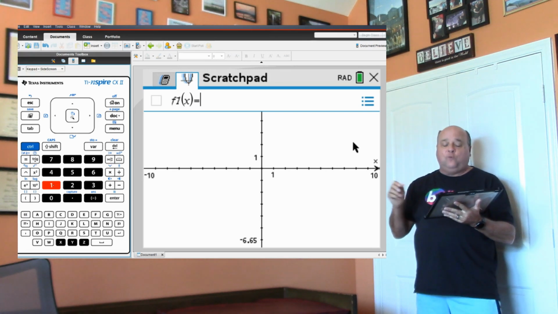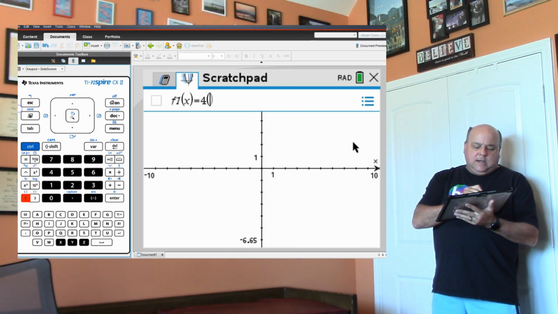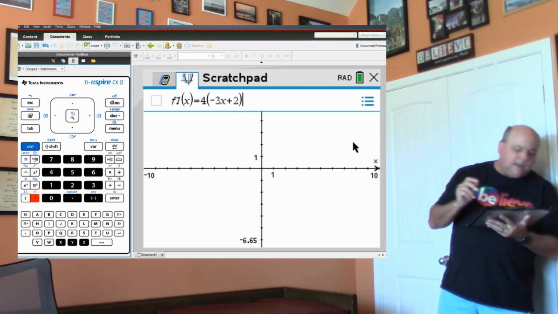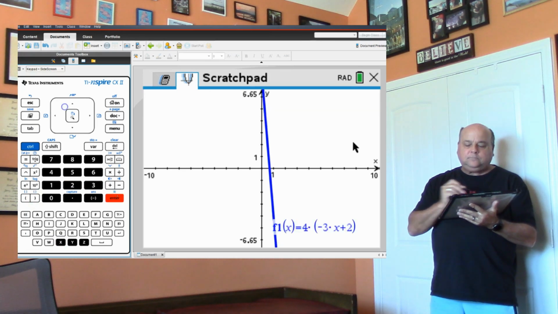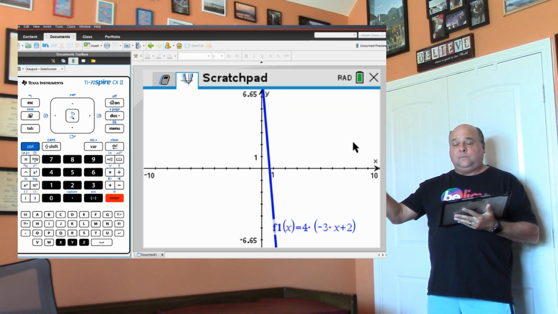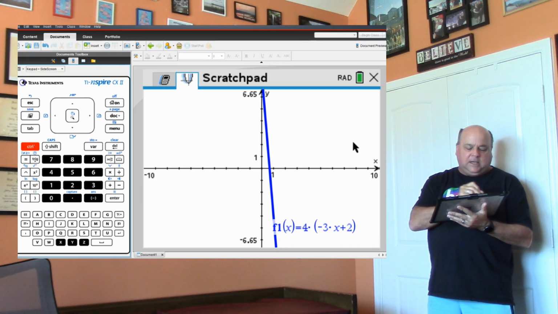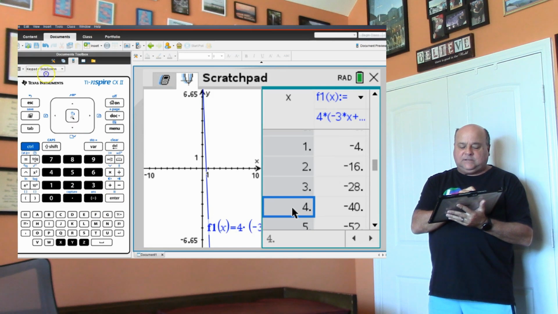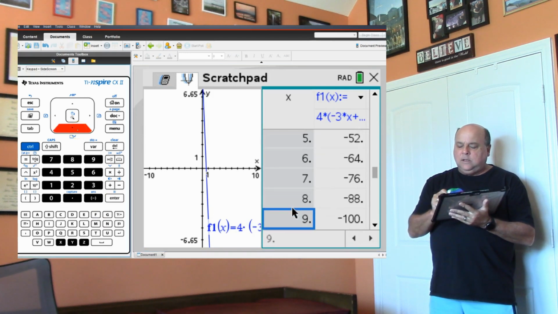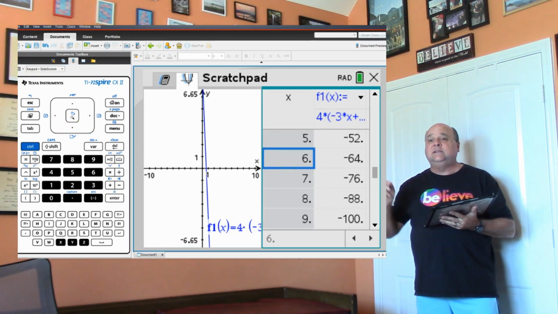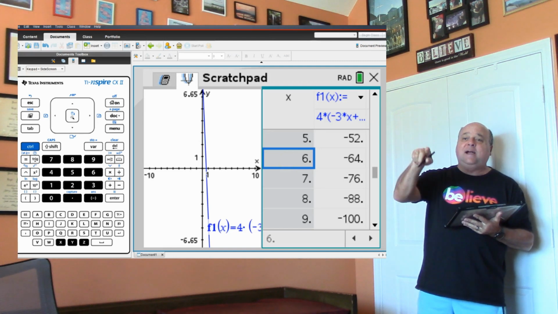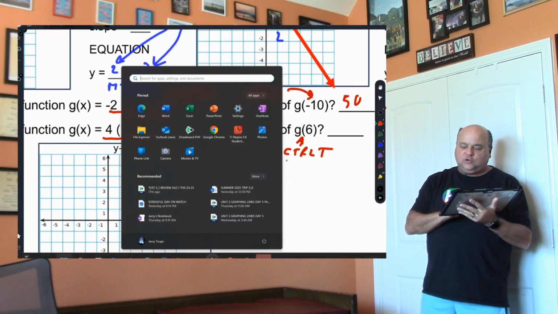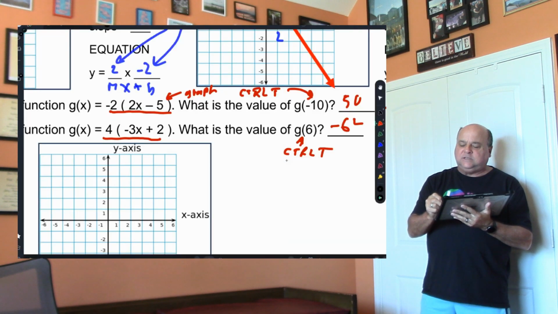So now we're going to graph 4 parentheses -3x plus 2, close the parentheses. Did I type it in right? I typed it in right. Hit enter. Now then, we want the input to be 6. So I'm going to hit Control-T, and I want this x to be 6. So I'm going to go down, 5, 6. 6 is right here. To the right of 6 is -64. So if I input 6 into that function, my output is -64. So I'm going to go to my paper. This would be -64.